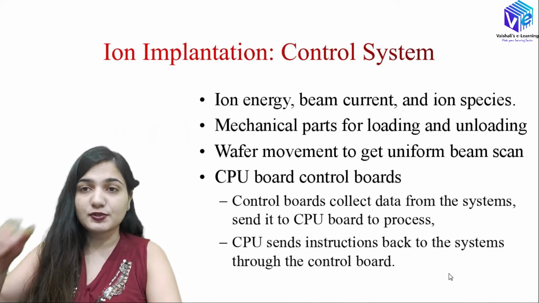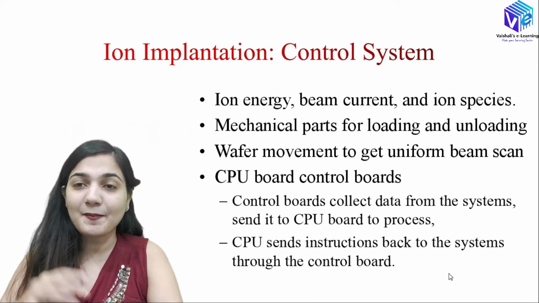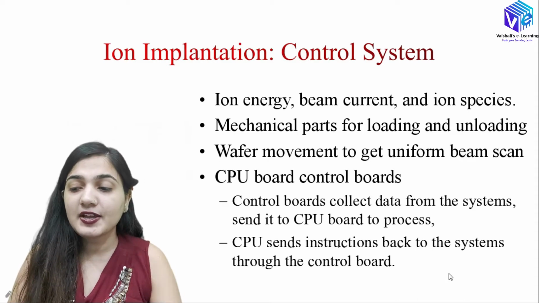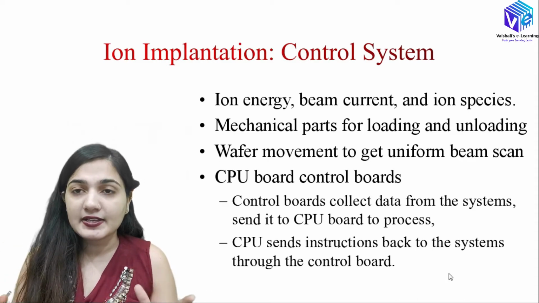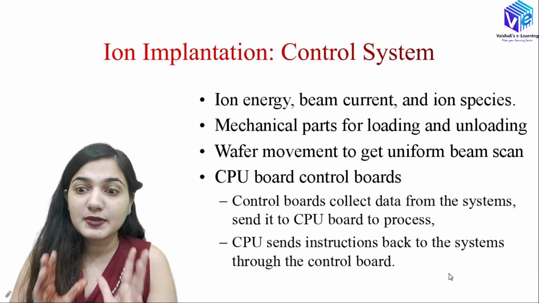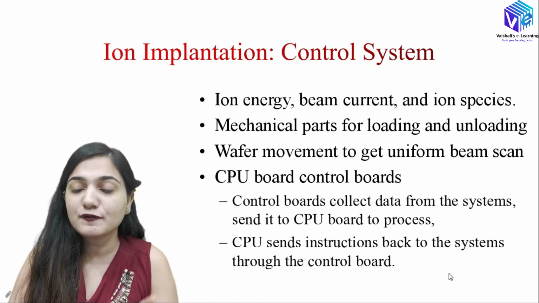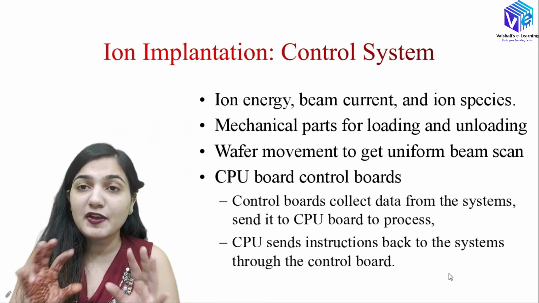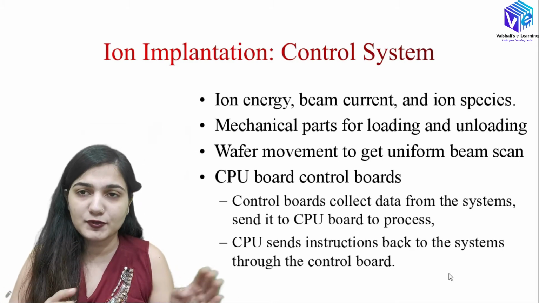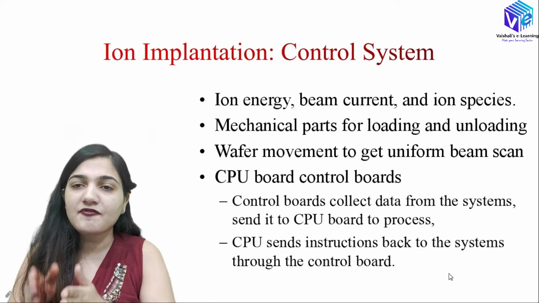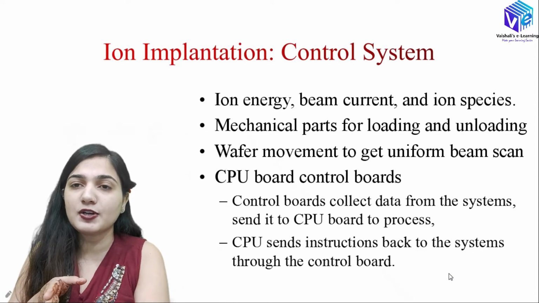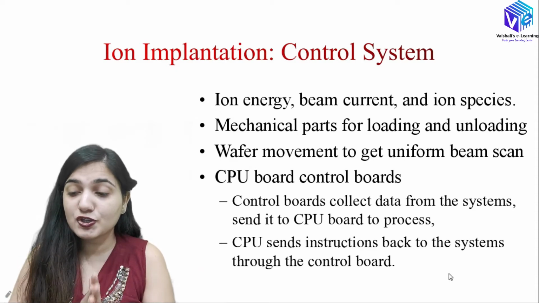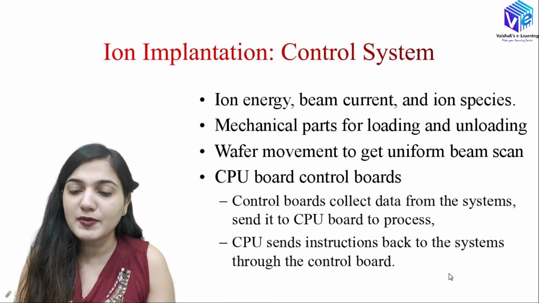Now coming to the control system. What is the part which is called the control system? We have the ion energy, beam current and the ion species, and all of them must be controlled. We have some mechanical parts for loading and unloading of the wafer. The wafer movement should be uniform. If one wafer comes, after the same time another wafer should come, and then after the same time another wafer should come. The wafer movement should be uniform to get a uniform beam scan.